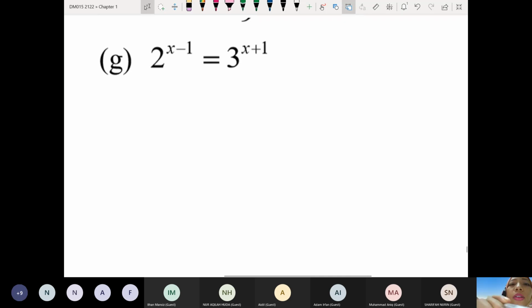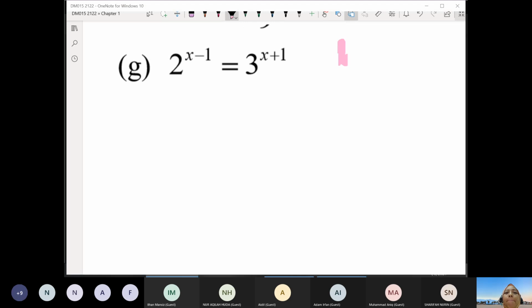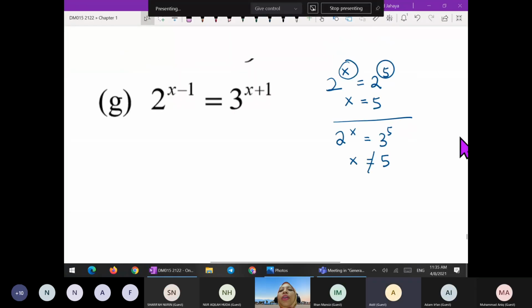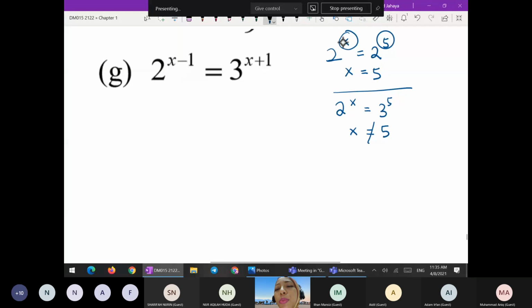Okay. What's the properties of index that you have learned previously? Okay, sekejap. I dah pegang dah pen ni. Dia delay. Okay, I repeat. If you are given 2 power of x equals to 2 power of 5, so you can say that x equals to 5. But then, if given to you 2 power of x equals to 3 to the power of 5, boleh ke you kata x equals to 5? Tak boleh.